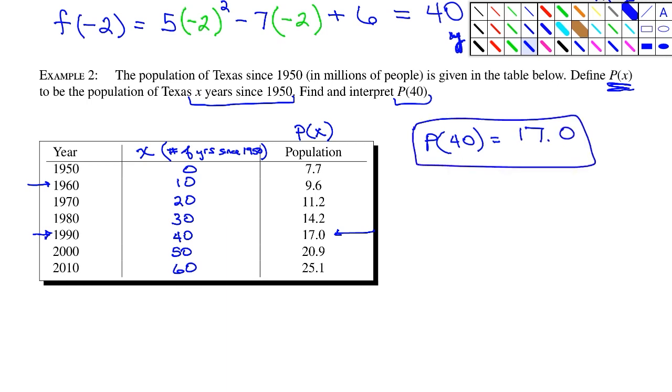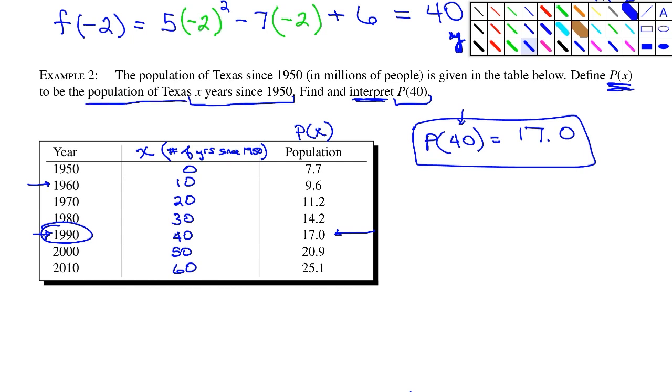Now, what does that mean? So interpret is always going to mean to, number one, provide complete sentences, and number two, express the values in words that are related to the scenario given to you in the problem. So we have P of 40. What does the 40 indicate? Well, 40 was the x. X was the number of years since 1950. So the 40 must be referring to 1990. And then the y value, 17.0, is the P value. Well, P was the population of Texas.